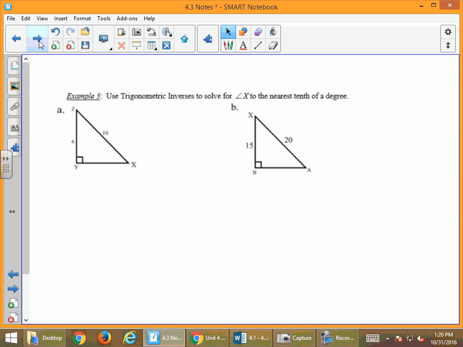So all the angles are labeled. Do I have any measurements on those angles? No, so I don't have the certain angles. They're all labeled, they're all marked, but I don't have values. So here's what I'm going to have to do: find the angle. Whenever I'm asked to find an angle, this is the process you have to do. It says use trigonometric inverses to solve for the angle of x to the nearest tenth of a degree.